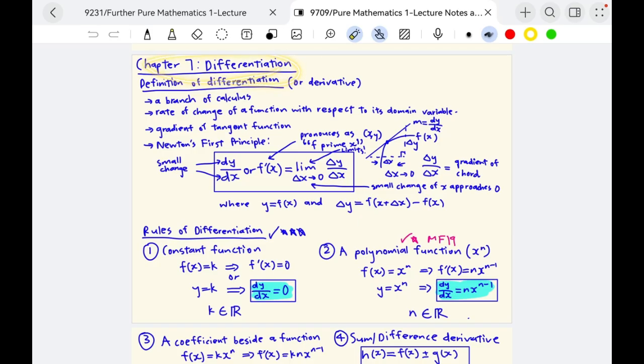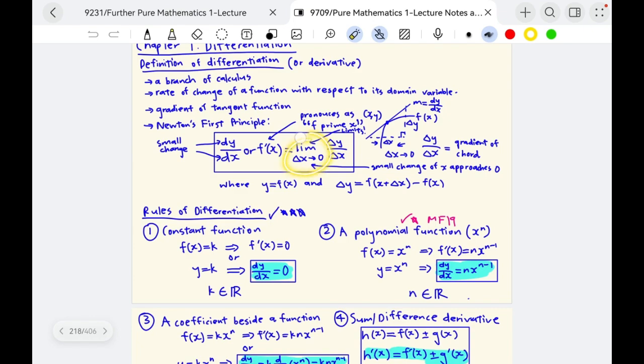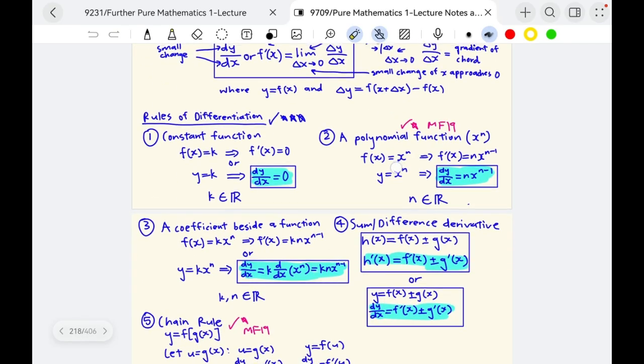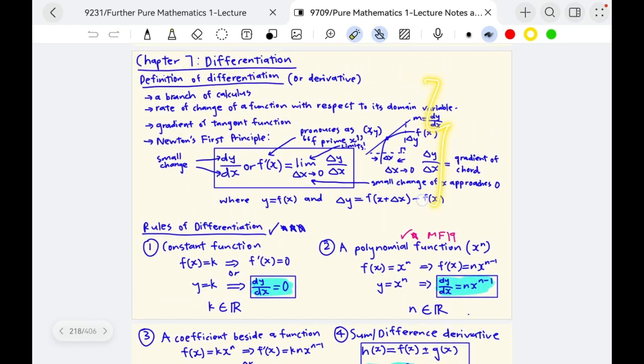So in your AS syllabus, what you have to know about differentiation is the rate of change of the function with respect to its domain. But the primary definition is the gradient of the tangent, using limits as the approximation, I mean the limits to get its exact gradient of the tangent. So this is just for your understanding.